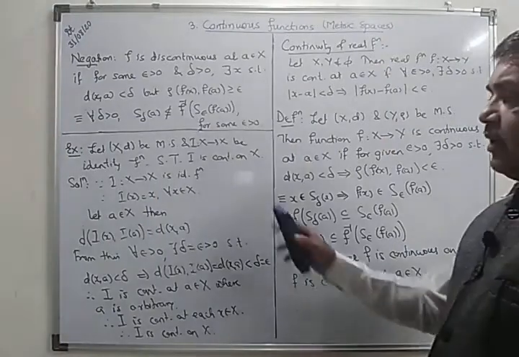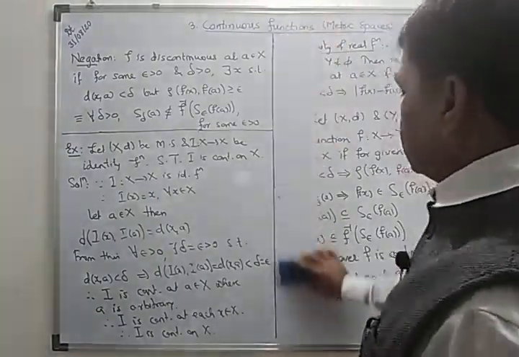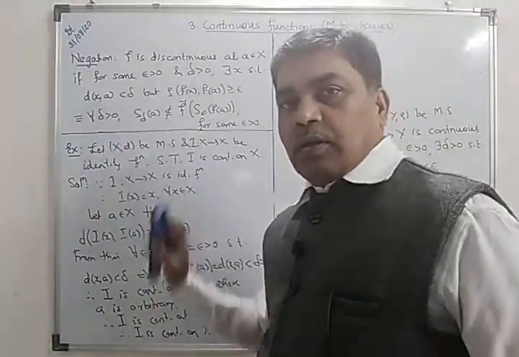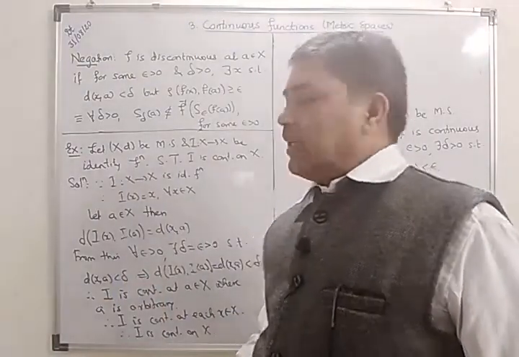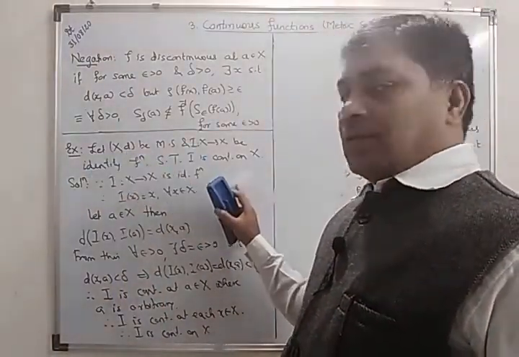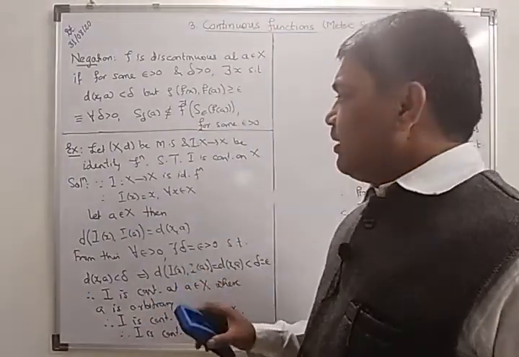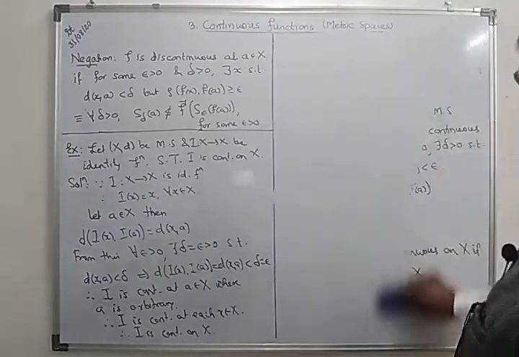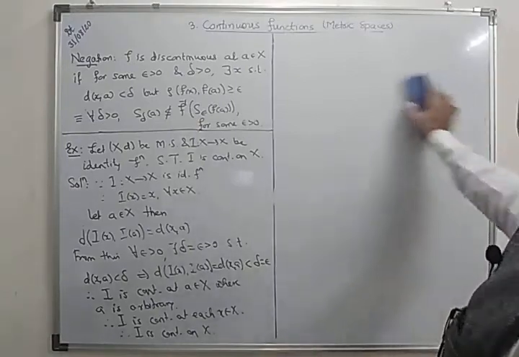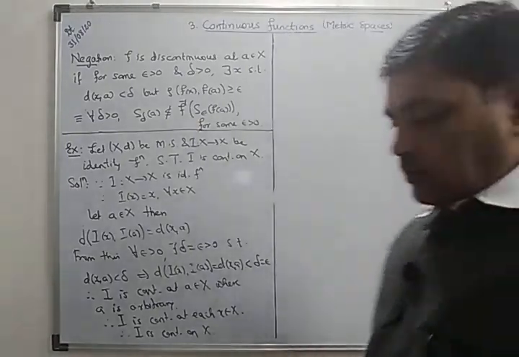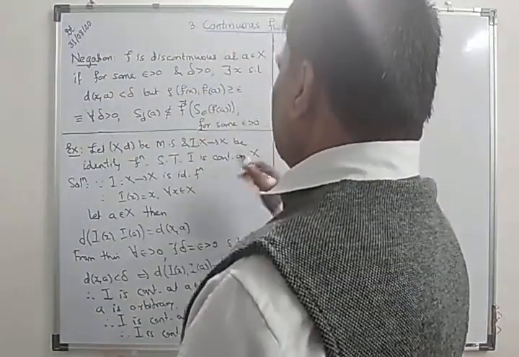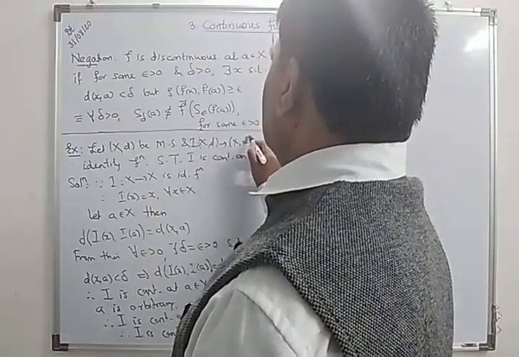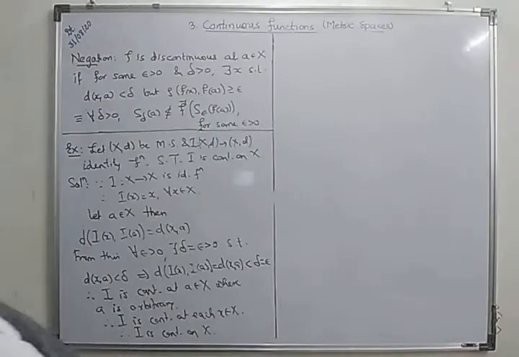Now, every identity function is continuous. Remember, but on both sides, your metric must be the same. Your metric space must be the same. Keep this in mind: I is a function from X, d to X, d.